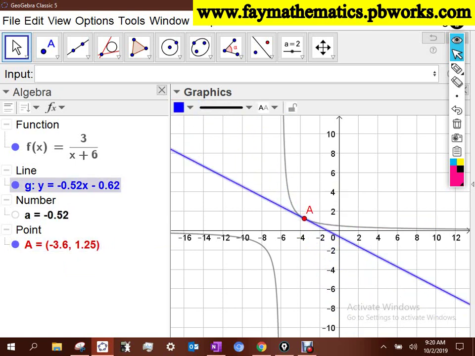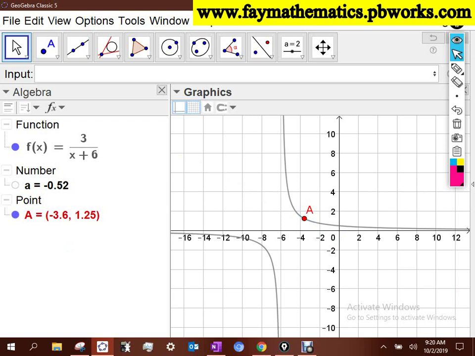So what ends up being nice is I don't really need the blue line anymore. If I want to know the slope of that curve at A, it's -0.52. If I want to know the slope at A right there, it's -2.52. Does that make sense, everybody?